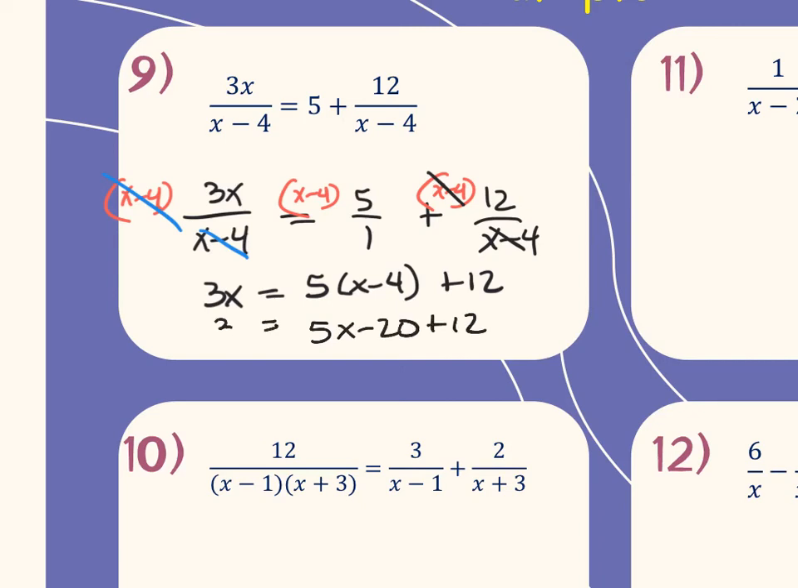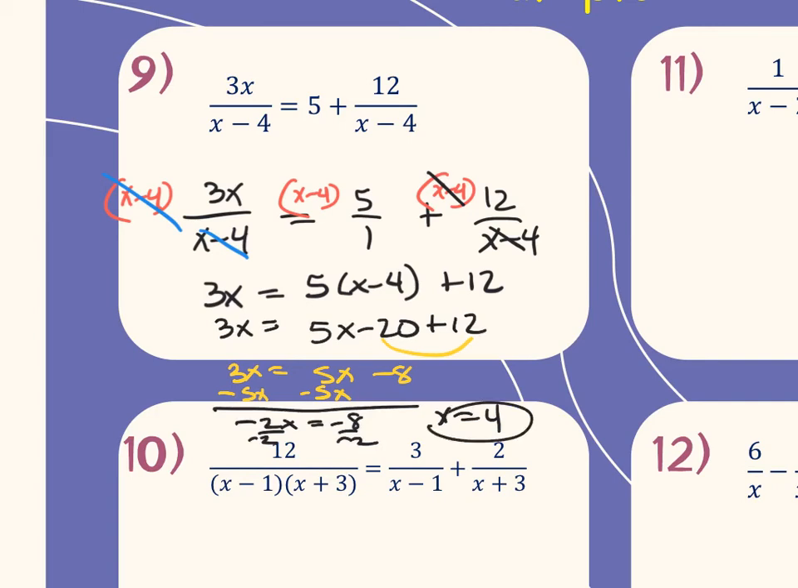Rewrite everything else. I can group these like terms. This gives me negative 8. Move the 5x. And then I end up with negative 2x equals negative 8. Divide by negative 2, x equals positive 4. When I plug in that 4 up here, 4 minus 4 is 0. That's a bad answer. This thing is no solution.